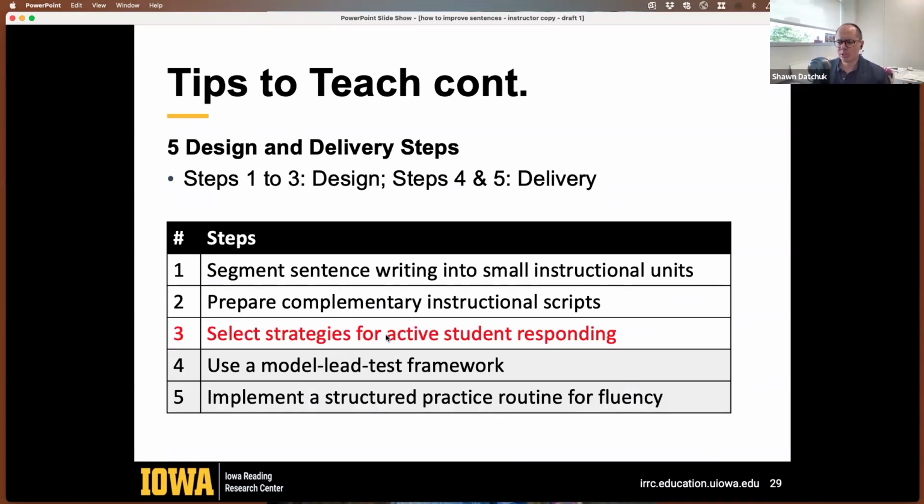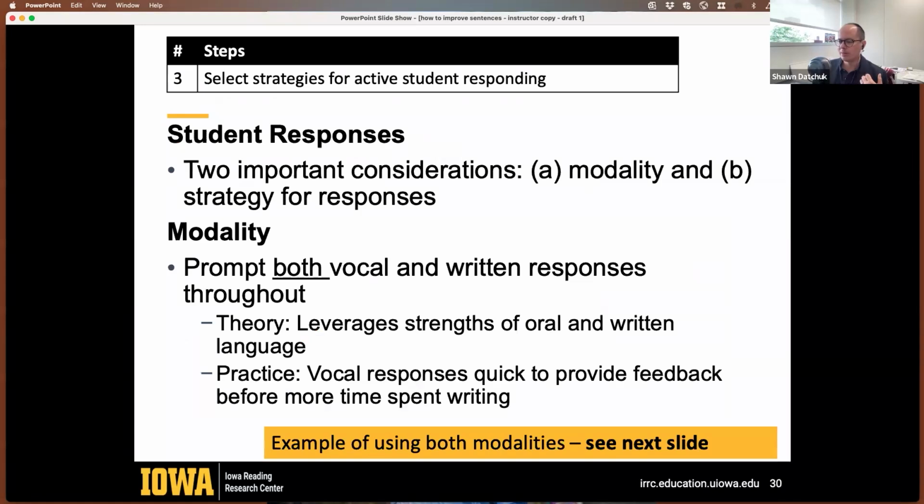So we have step 1, step 2. Now we're up to step 3, where we wed our segmenting of sentence writing into these smaller instructional units with an instructional script that highlights this direct, unambiguous language. And then we select a strategy for active student responding. For student responses, it's going to be important to consider two major considerations. One would be modality, how students are responding, and two would be the strategy for the responses.